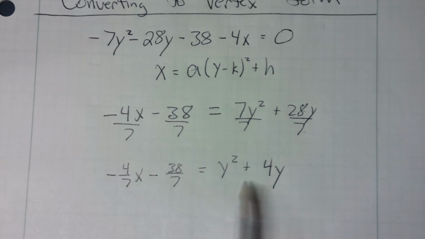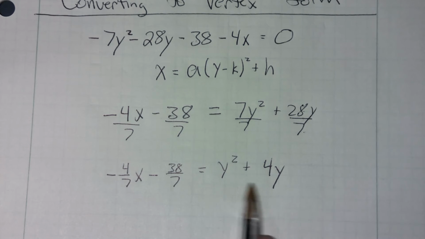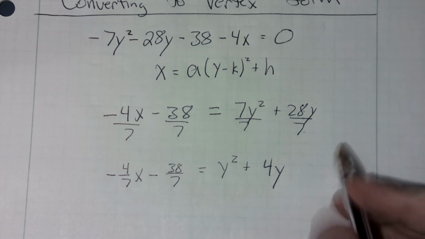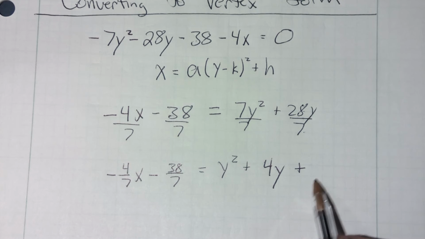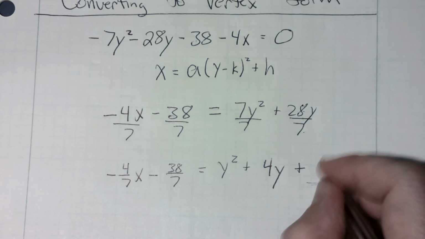Now, what we want to do is make the right side of this equation a perfect square. I need to add in a missing term that makes it a perfect square. And I'm hoping you remember from a previous lesson, this missing term has to be half of this value squared. So I take half of 4, which is 2, and I square it, which is going to be 4.